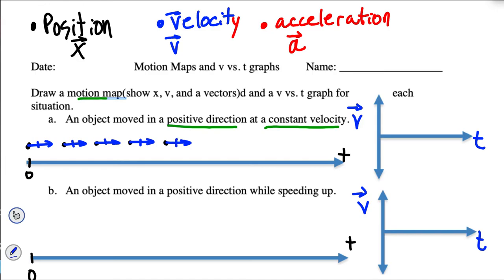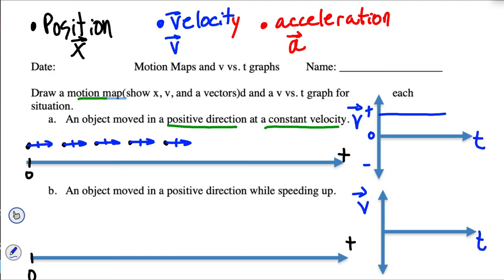How would that show up on a velocity versus time graph? Well, because it's a positive velocity, we're going to want to make it above the time axis. And because it's constant velocity, it would be a horizontal line. Notice that there are no numbers on our velocity versus time graph or on our motion map besides the number 0. So these are considered qualitative motion maps and velocity versus time graphs.